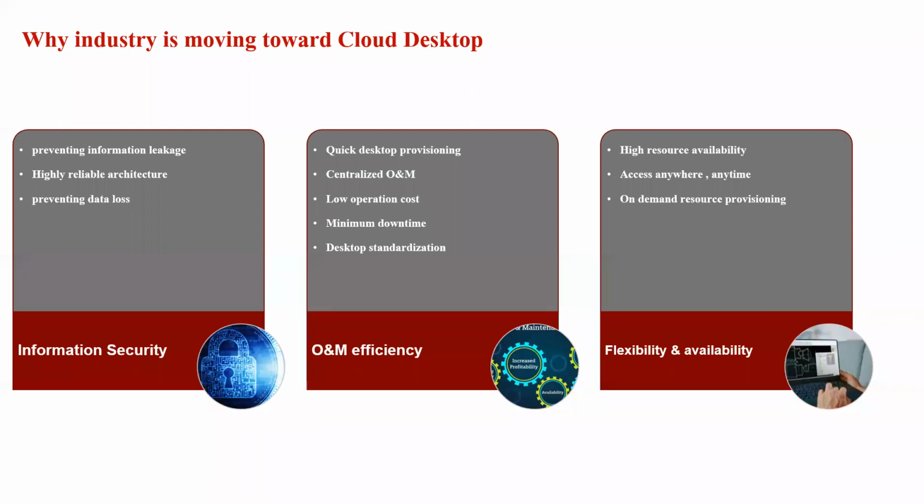The third one is flexibility and availability, which is more important if we are talking about IT infrastructure. There is high resource availability in the cloud desktop solution, and we can provision the resource. We have the flexibility to access our cloud desktop any time and from anywhere. And we can provision resources on demand if in urgency we require resource provisioning, as per the requirement. That's why the industry is moving towards the cloud desktop solution.